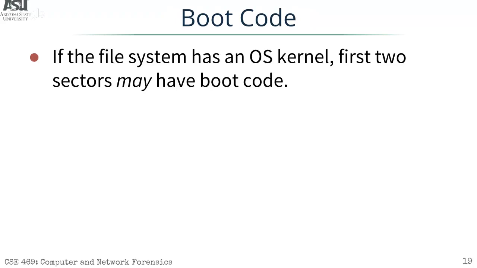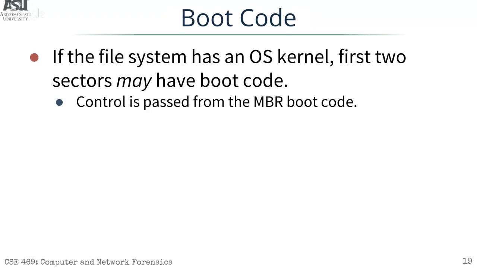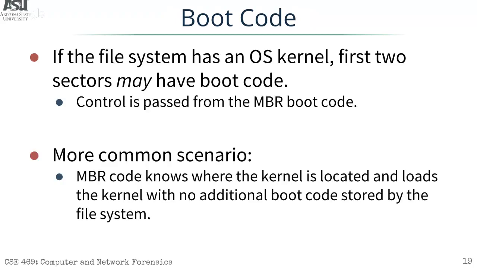Now, what determines that is basically just how it's set up. But in this instance, the boot code that's in the master boot record, the MBR that we talked about previously, will pass off control to the boot code in these two sectors, and then it'll continue booting from there. But that's not actually as common as just having the MBR code know where the kernel is and boot right into the kernel, rather than booting from the MBR to the file system's boot code and then to the kernel, okay? But that's why it's there. That's its purpose. All right, super block.